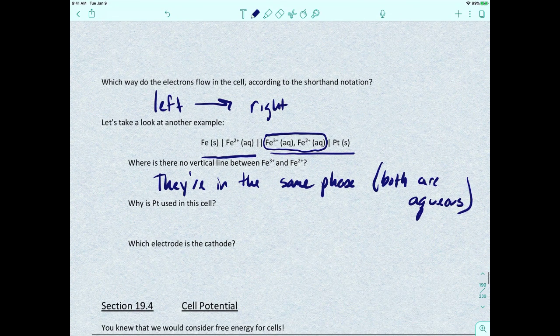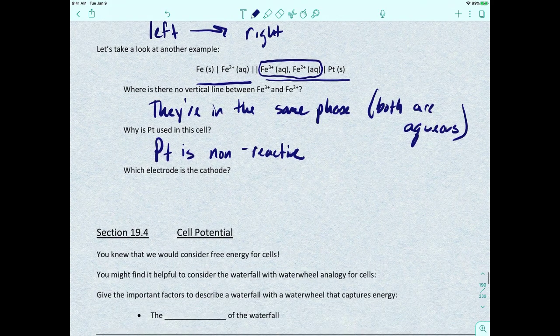Okay. Now, why is platinum used in this cell? Platinum is non-reactive. So even though you have that mixture of Fe3 plus and Fe2 plus in that beaker, and platinum is your cathode, that platinum's non-reactive. It's not really doing anything. Okay. Now, which electrode is the cathode? It's the platinum. All right. And so that's how we write shorthand notations for a galvanic or voltaic cell.